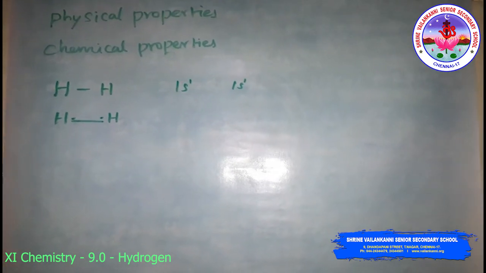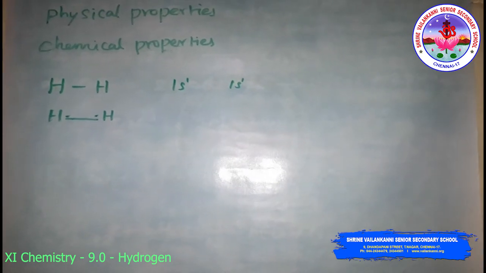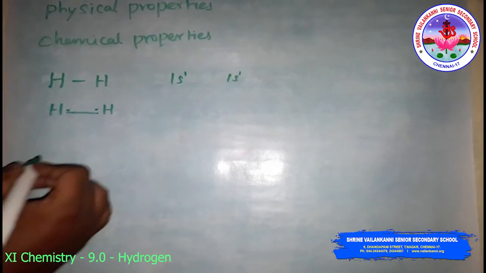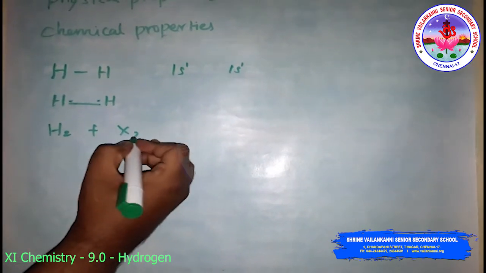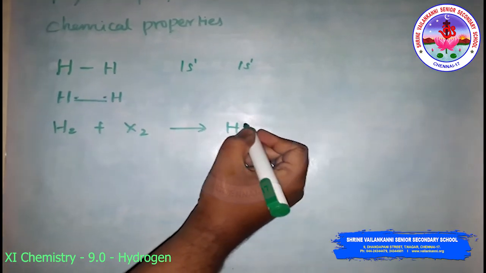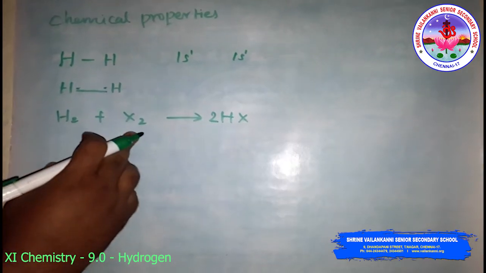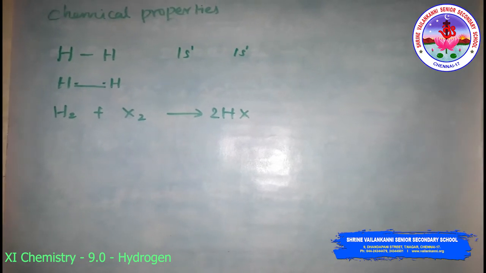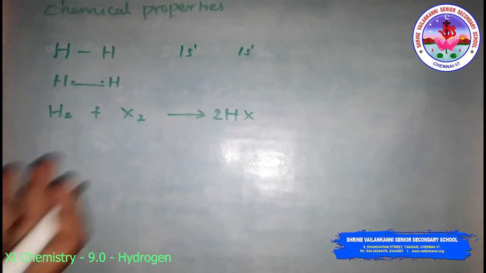Then the reaction with halogens. Hydrogen reacts with halogens to give hydrogen halides. For example, hydrogen gas reacts with halogen X2, also gaseous, to form 2HX. X may be fluorine, chlorine, bromine or iodine. The reaction with fluorine occurs even in the dark, while with iodine it requires a catalyst.